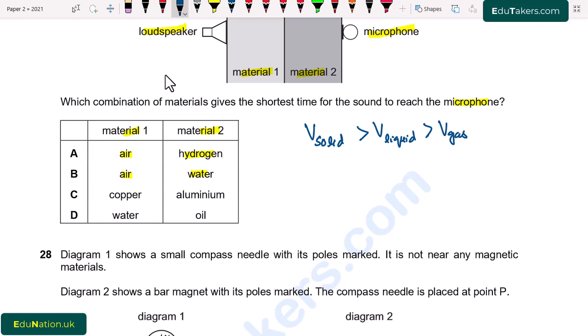So the sound from the loudspeaker travels very fast through the solid and it takes the shortest time to reach the microphone. So here copper and aluminium is correct.